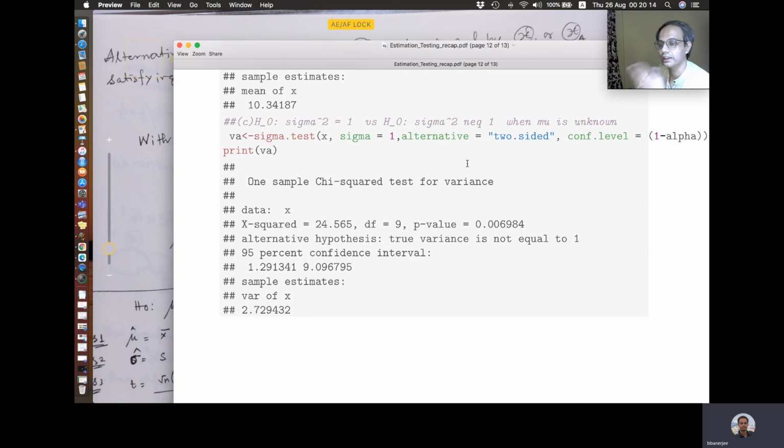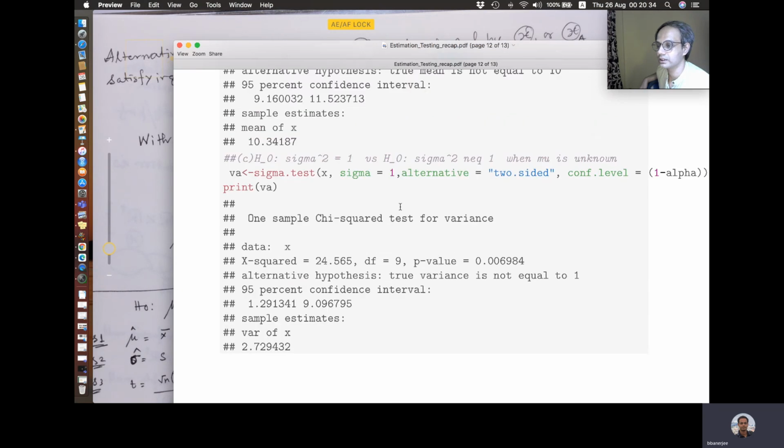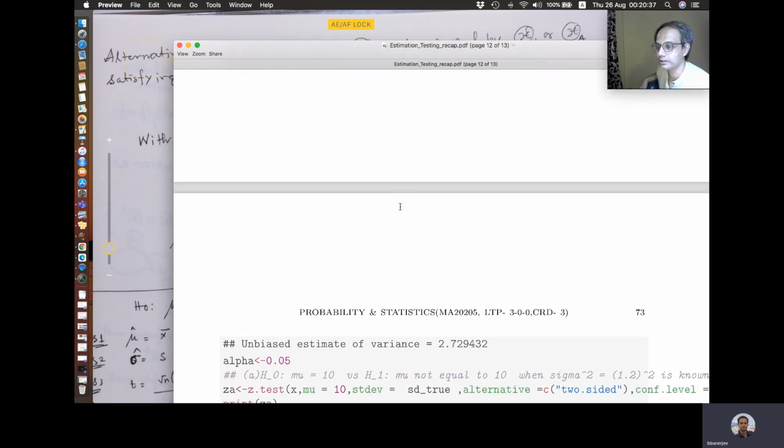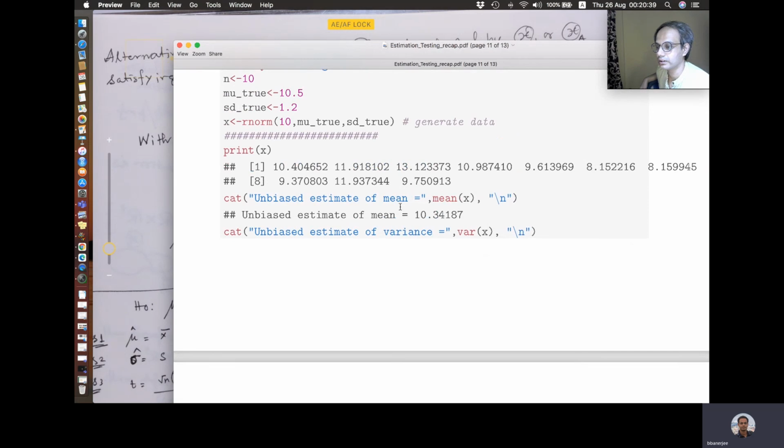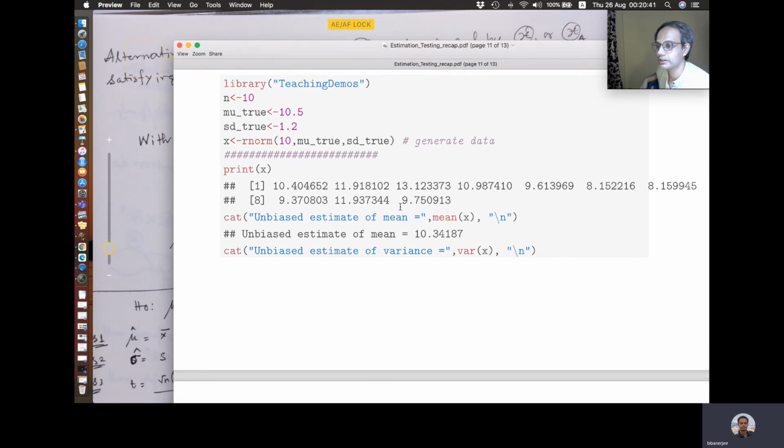And again, here the p-value is less than 0.05, so you can reject the null hypothesis in favor of the alternative hypothesis at level alpha. Alpha is 0.05. The estimated variance is 2.72, whereas the true variance, I think I have written here, the unbiased estimate, is 1.2 whole square, 1.4.